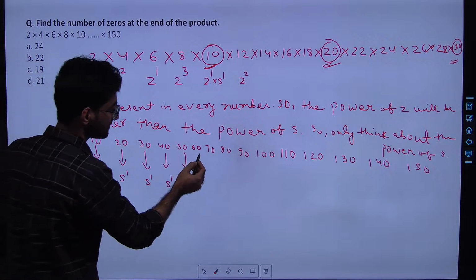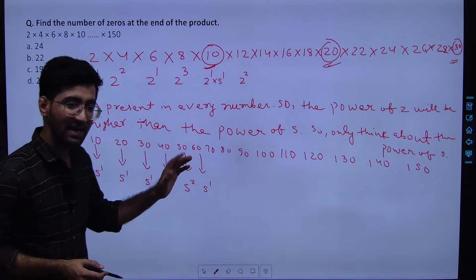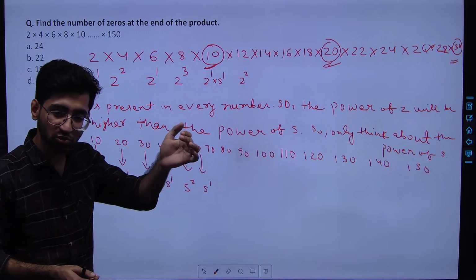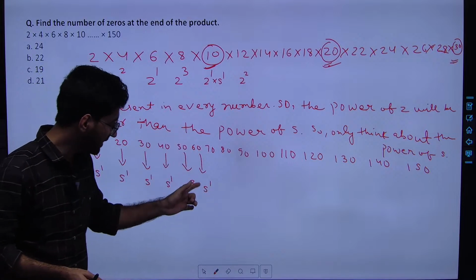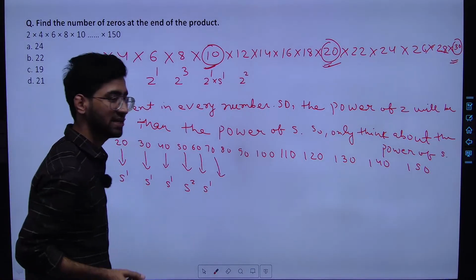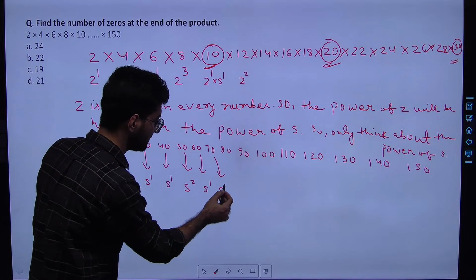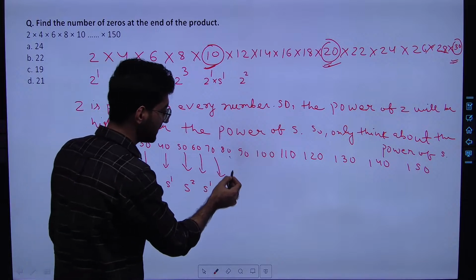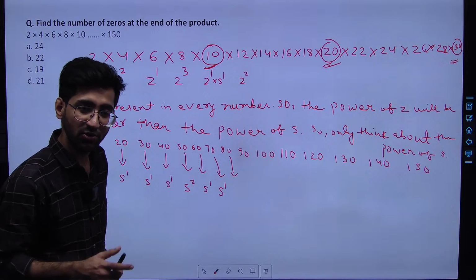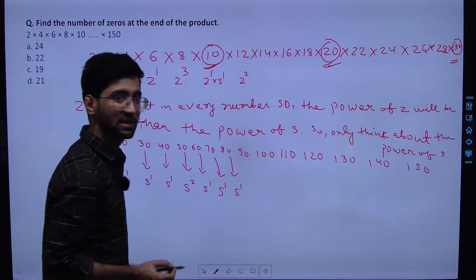Right? Then there is one 5 in 60. You can write 60 as 5 into 12. In 12 there is 2 to the power 2 into 3, but in 5 there is one 5. So 5 to the power 1. You can write 70 as 5 into 14, means 5 into 2 into 7. Means there is one 5 in 70. Right? Then you can write 80 as 5 into 16, means 5 into 2 to the power 4. Right? So there is one 5 in 80.